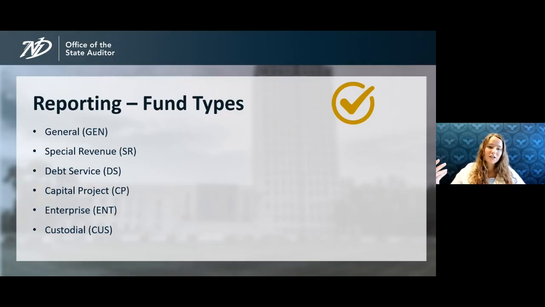You'd want to have a capital project fund for that. Or let's say you have a project coming up in the future and want to save up. You could create a capital project fund and move money into it each year to save up for that project. And then your enterprise funds are your business type funds.